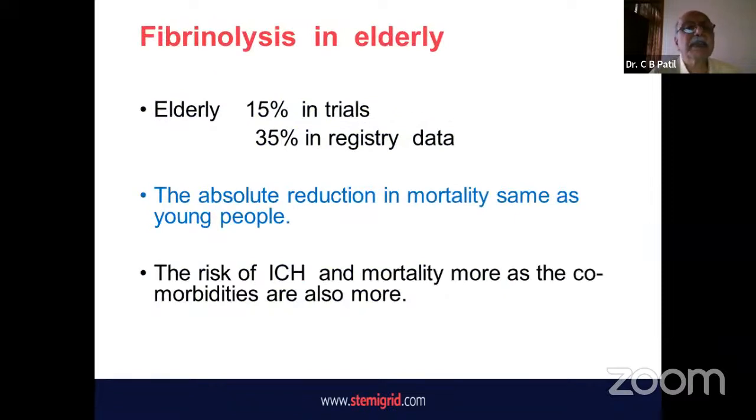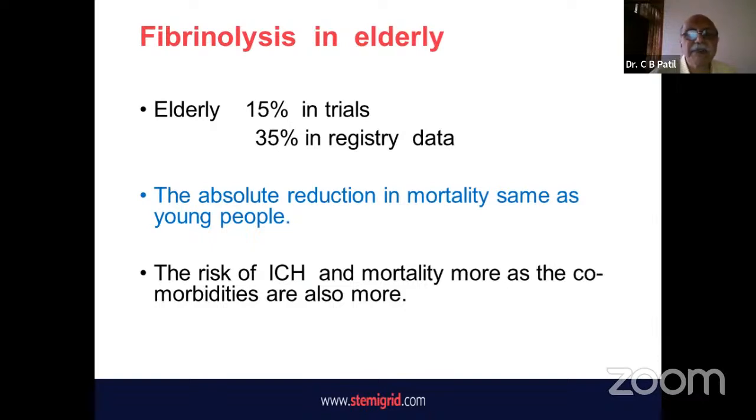What about the elderly? The elderly form 15% in trials and 35%, almost one-third, in registry data. The absolute reduction in mortality is the same as in young people. Hence, you should never refuse thrombolysis even in the elderly.